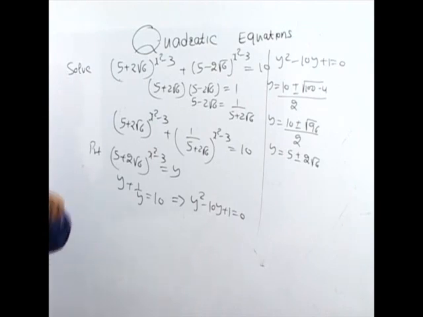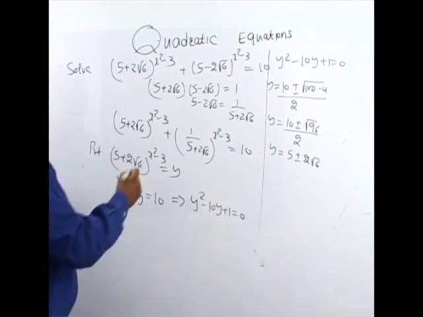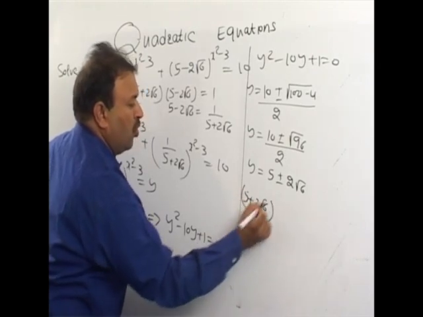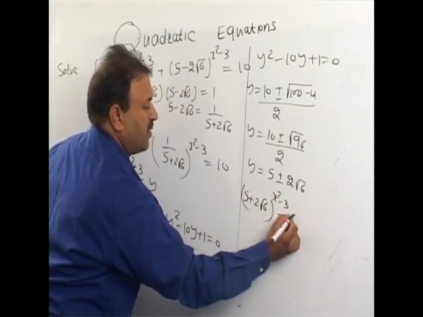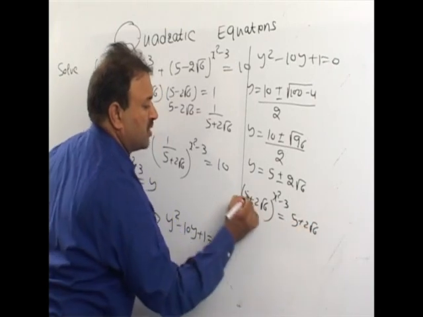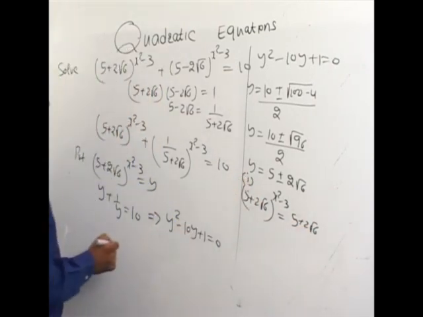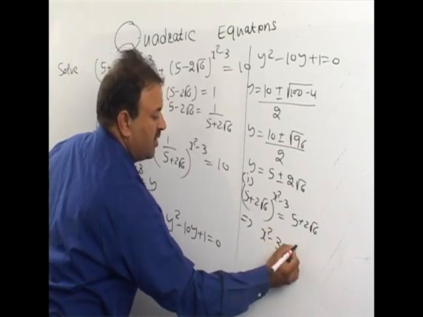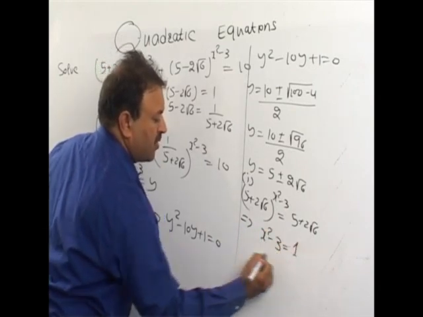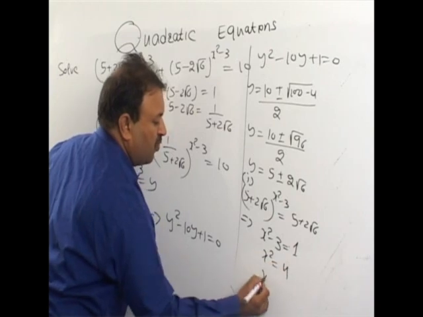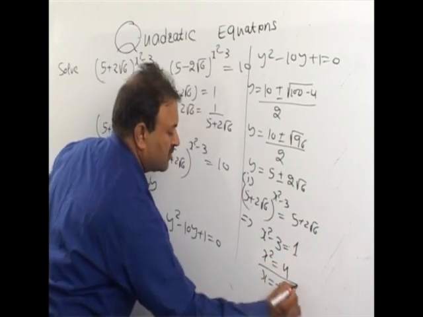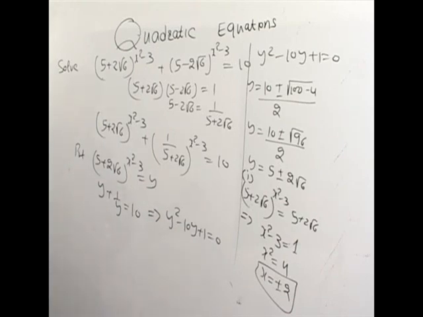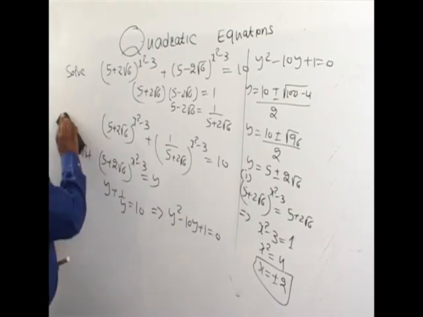But we have to calculate the value of x. How will we find x? Taking the first case, 5 plus 2 root 6 whole power x square minus 3 is equal to 5 plus 2 root 6. This way x square minus 3 is equal to 1. x square is equal to 4. x is equal to plus minus 2. The second case we'll go for now.